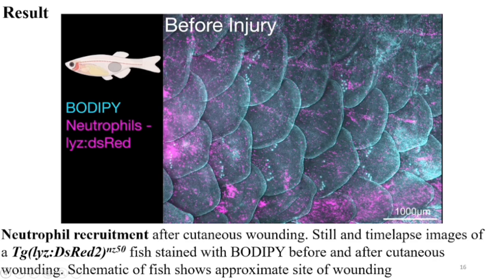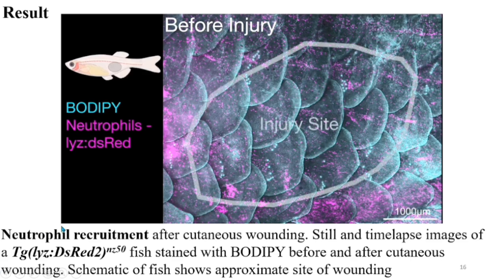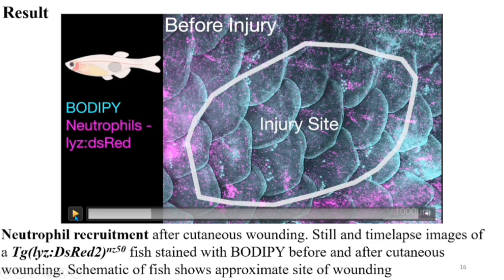So here we got the video about the neutrophil recruitment after the cutaneous wounding. So the still and time-lapse images of, I'm going to call this DsRed2, fish stained with the polyp, before and after cutaneous wounding. The schematic of the fish shows the approximate site of the wounding.